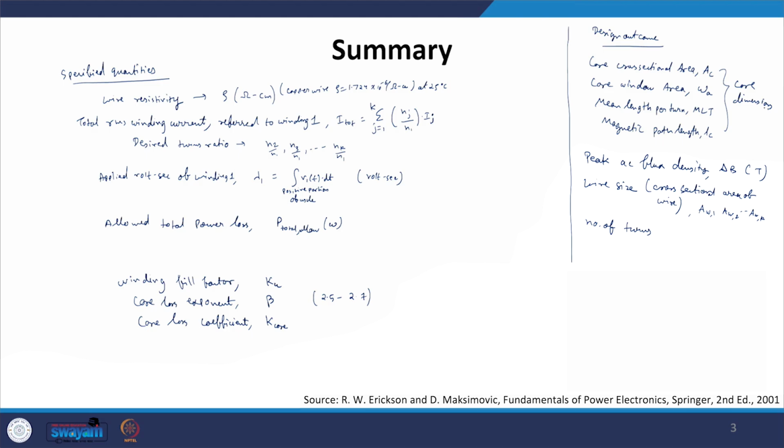We have to define core dimensions, that means particularly we have to define which core size we have to select. We have to define the optimum value of AC flux density such that the total loss is minimal. We have to define what will be the size of the wire which will be used to wind the winding, and then we have to define the exact number of turns which will be needed in the different windings. And now once we know all those things, we can then physically realize our transformer, which we can use in an isolated DC-DC converter.